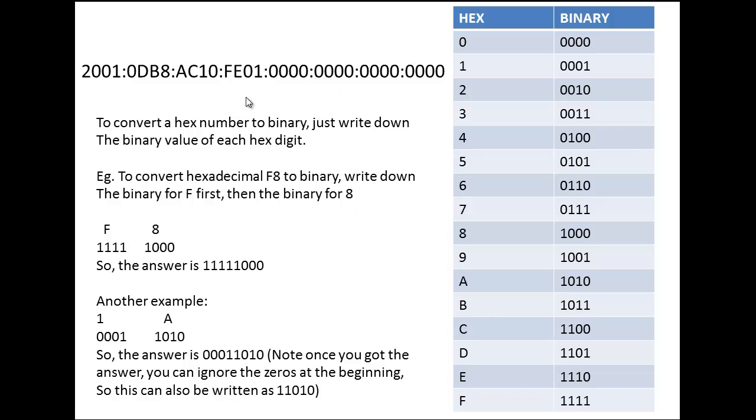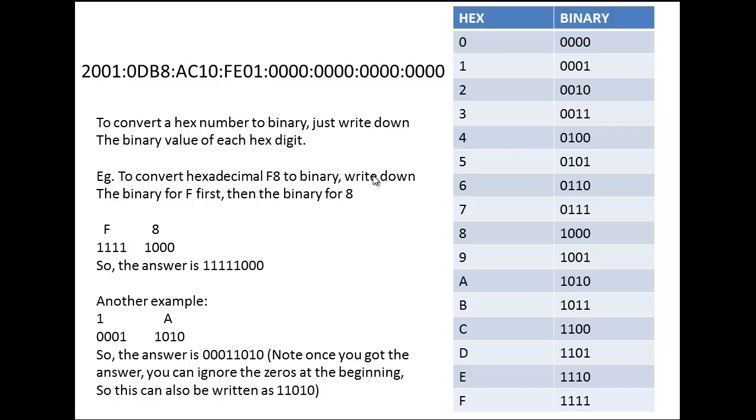Let's take a look at how we would convert the hex number to binary. On the right-hand side, we have a table showing us hex numbers, and they go from 0 to 9 and then A to F, and the binary equivalent. To convert a hex number to binary, we simply write down the binary value of each hex digit.